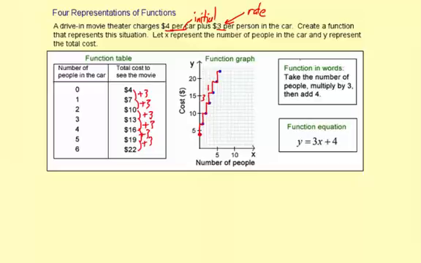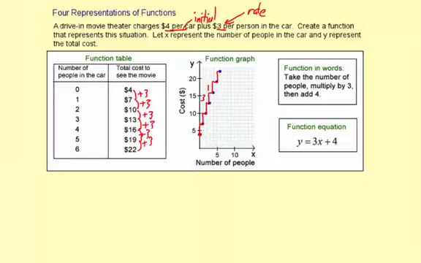Function in words. Well, you could just take this initial representation, function in words up here, where you charge $4 for the car and then $3 per person in the car. But this is kind of a simplistic way to look at it. Take the number of people, multiply by 3, and then add 4. And that's really how you figure out the total cost.